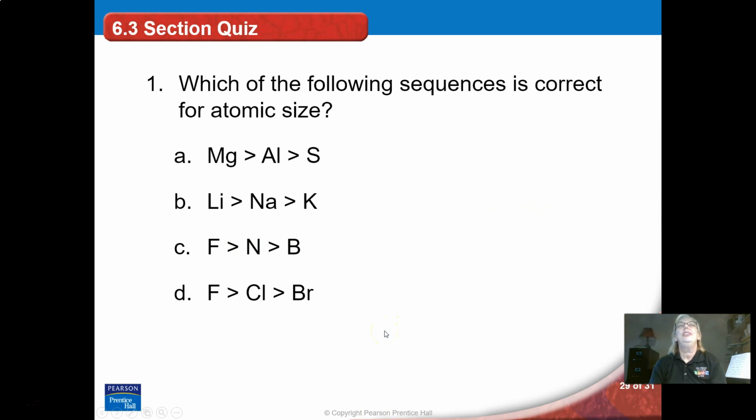Which is the right way? You'll need to look at the periodic table to see if this is right. This is talking about the size. If you remember, if you go left to right on the periodic table, it gets smaller, and if you go top to bottom, it gets bigger. So look at your periodic table and see if you can figure out which is correct for size, which is bigger and which is smaller. So here we go. Magnesium is bigger than aluminum, which is bigger than sulfur.